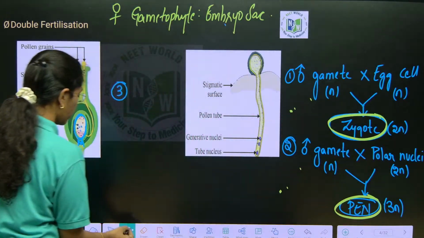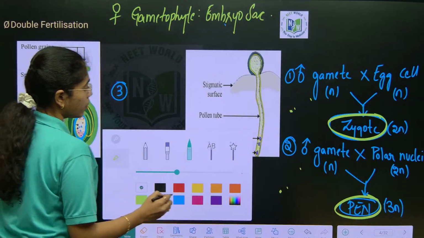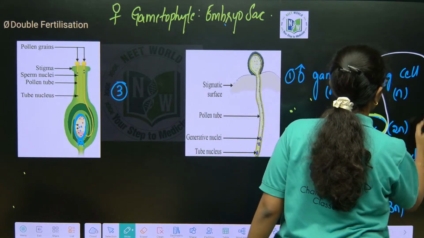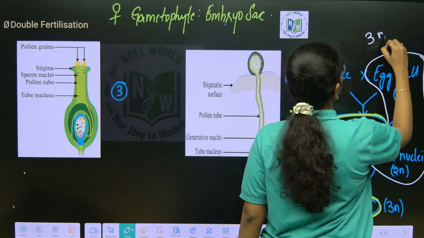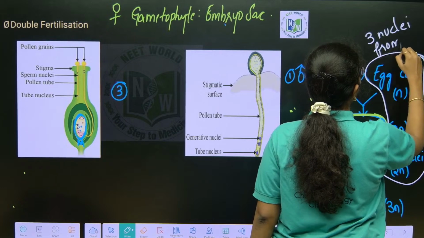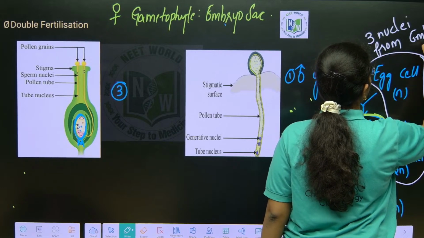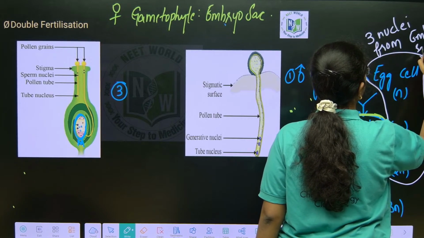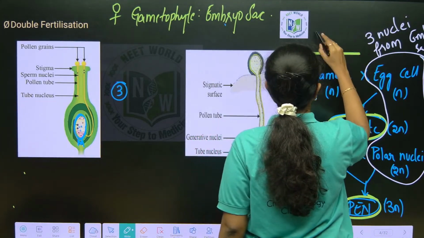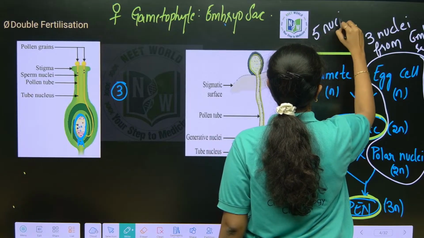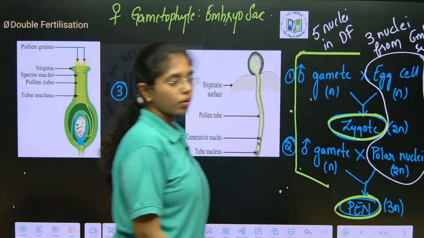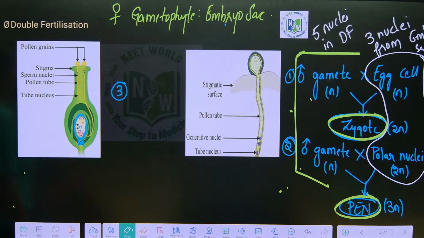Okay, take down. From here only you take down. So, three nuclei from the embryo sac. Overall, 5 nuclei involved in double fertilization. Clear, right? Any doubt anywhere?